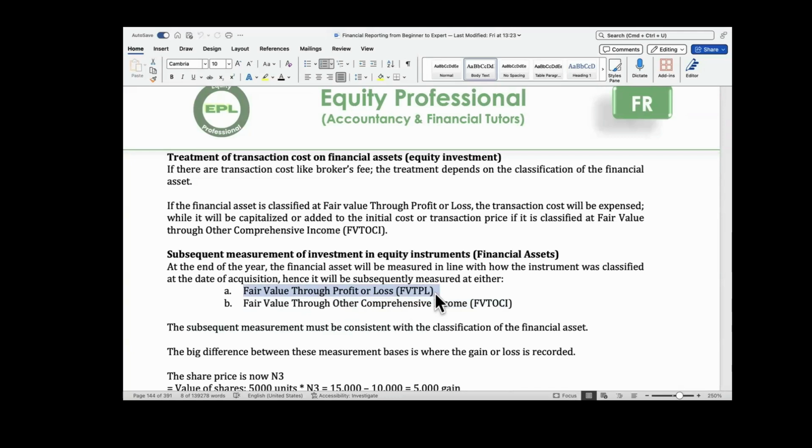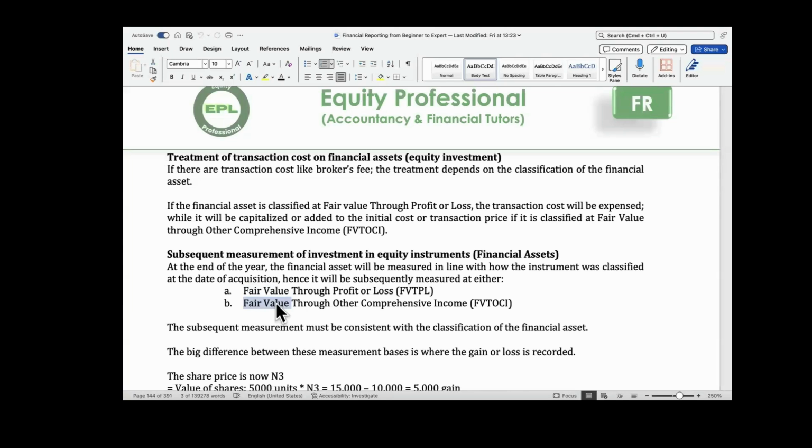But the big question becomes, what's the difference between these two? When you're classifying at fair value through POL versus fair value through OCI, what is the difference? The difference lies in when there are changes in fair value: how do you treat those changes in fair value? That is where the difference lies. And ultimately, these measurements are basically fair value, which is the amount you would receive when you sell this investment.